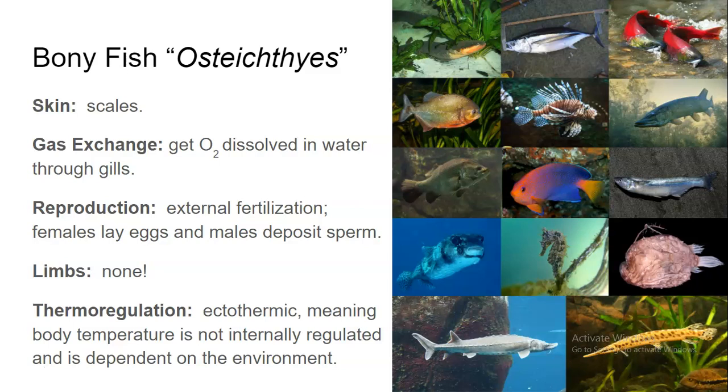There are no limbs, and like I mentioned earlier, they're cold-blooded, which we call ectothermic, meaning that their body temperature is not internally regulated. It's dependent on the environment's temperature. So if they want to get warm and be able to move about, a lot of times they have to absorb some sunlight, absorb some heat from another source.